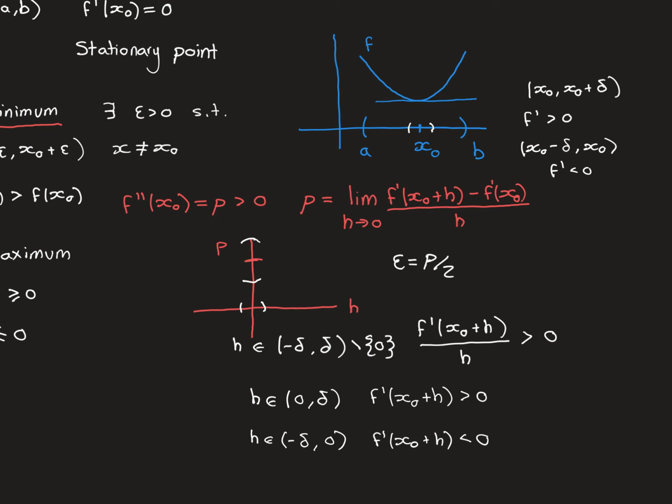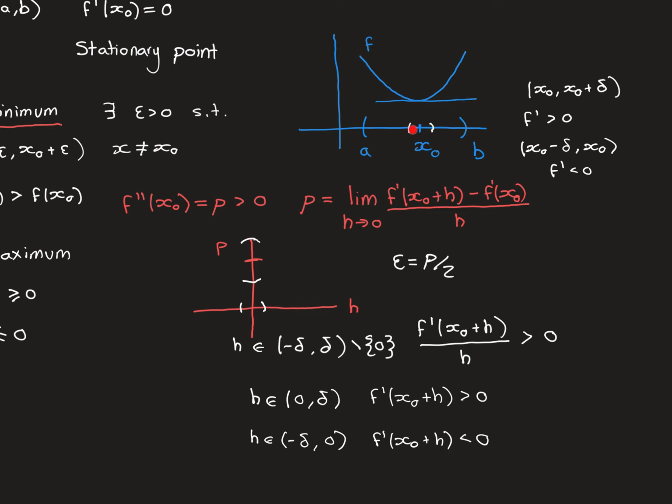And I also know that if I look at the left part of the interval, so x0 minus delta to x0, again the derivative must exist everywhere in that interval, and it must be less than 0 everywhere in that interval. And then I know that it exists and is equal to 0 at x0, which is in the middle of these two. So that overall is what I've been able to conclude from the fact that the second derivative exists and is positive.